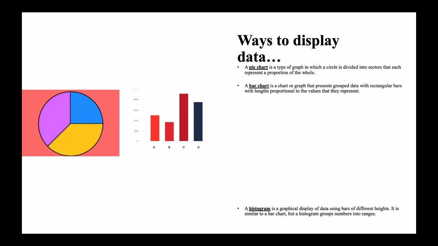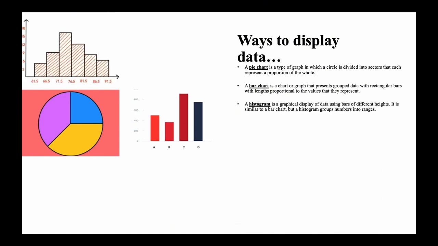And we have the histogram, which is similar to the bar chart, but the difference is that the histogram is for continuous data and the bar chart is for non-continuous data. The histogram has no gaps between the bars, unlike the bar chart, which has gaps. The histogram is a graphical display of data using bars of different heights. It's similar to a bar chart but a histogram groups numbers into ranges.